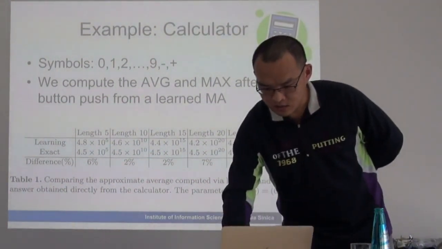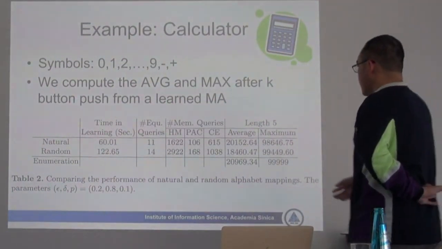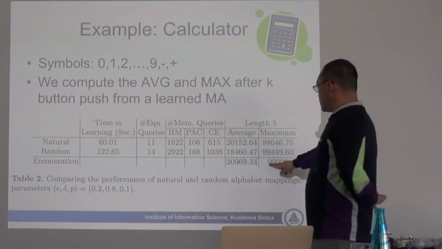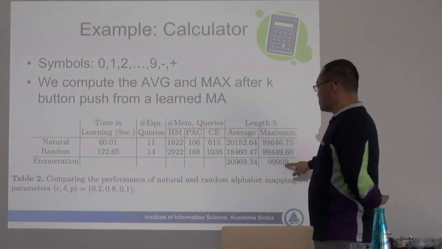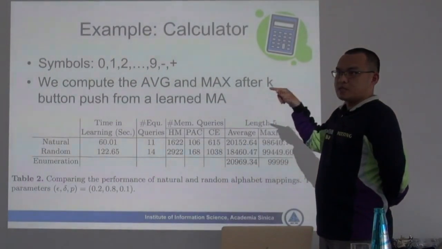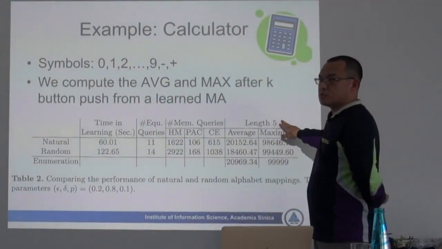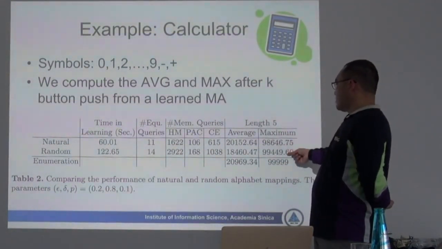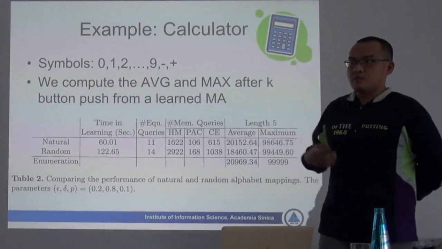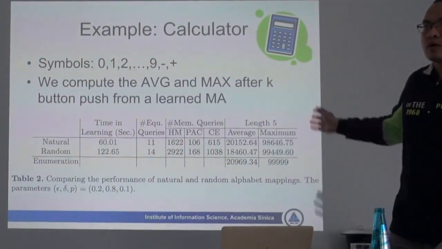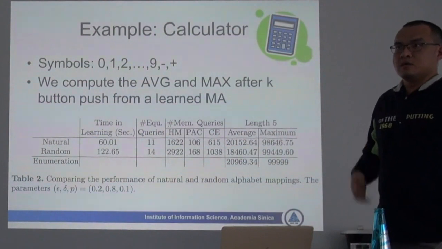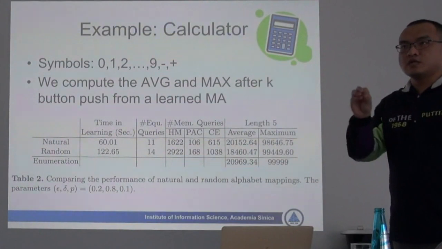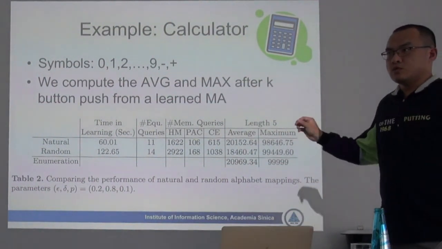Also the maximum number we obtained is very close to the optimal solution, which is to push button 9 five times if you use input strings of length 5. And you can imagine that it need not be just a simple example like a calculator. It can be more interesting properties like consumption after several button pushes. You just need to be able to answer the queries.